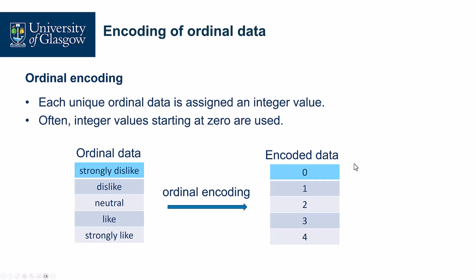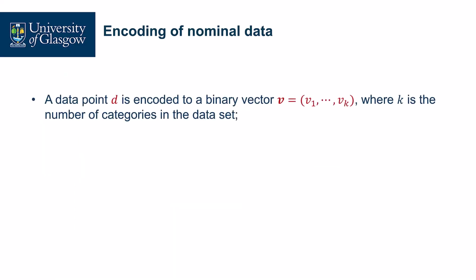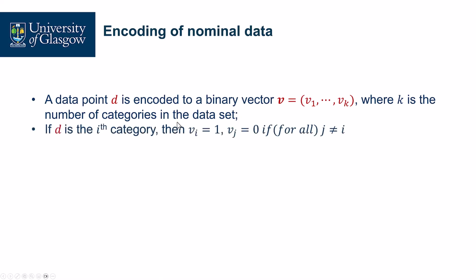So now we have solved the binary and ordinal. The remaining one is nominal data. So how do we encode that? There is a data point D, and we can encode this nominal data D to a binary vector V from V1 to Vk, where K is the number of categories in the data set. What we do is that if D is the ith category, then Vi equals 1. For all the others, this will be 0.